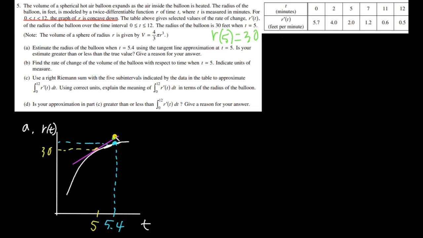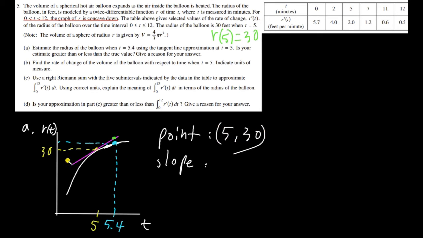So what we're going to do now is find this green point. And to do that, we need the pink line. How do we find this pink line? Well, we need two things. First, a point, and second, the slope. Okay, so we need any point on this pink line. Well, we know that this point is (5, 30), right? So that's a point on the line. And then the slope of the line is the derivative of r at t equals 5, right? What is r prime of 5? Well, if we go to the table, we see that r prime of 5 is equal to 2. So the slope is 2.